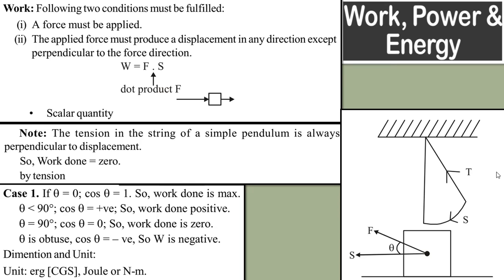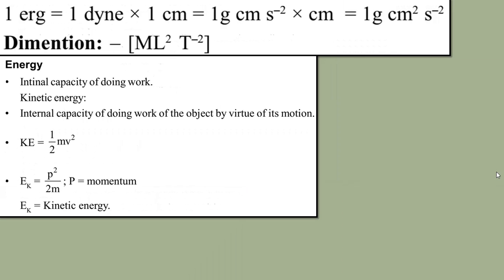Dimension and unit: its CGS unit is erg, and the SI unit is joule or Newton meter. 1 erg is equal to 1 dyne into 1 centimeter, which is equal to 1 gram centimeter square second raised to minus 2. So the dimension is M L square T raised to minus 2.